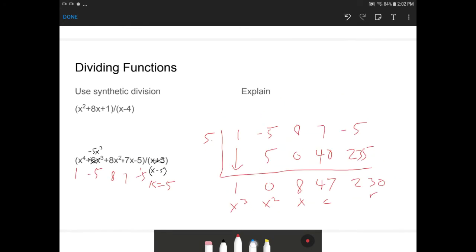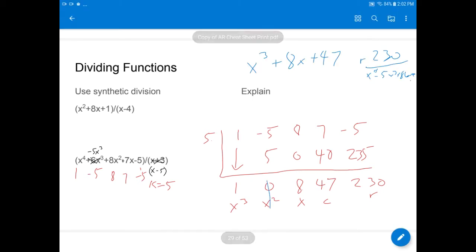See, this is why I did the complicated one. So the answer here is x to the 3rd, there's nothing here, plus 8x, plus 47, remainder 230. And then technically that's remainder 230 over x to the 4 minus 5x to the 3 plus 8x, and so on. I'm actually not going to write that out. You get the idea. Hopefully.